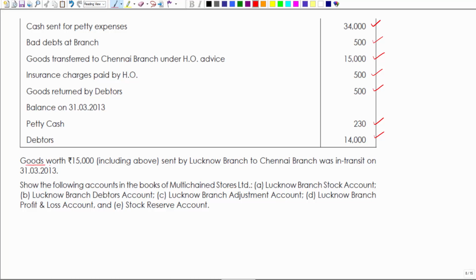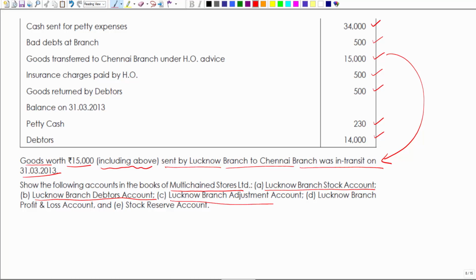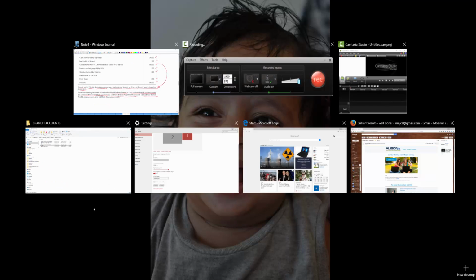Then we have goods worth rupees 15,000 including above sent by Lucknow branch to Chennai branch, which was in transit on 31st March 2013. So whatever you have here that is sent to Chennai is actually in transit. Now you have to show the following accounts in the books of Multi-Chain Stores Limited. Number 1, Lucknow branch stock account. Number 2, Lucknow branch debtors account. Number 3, Lucknow branch adjustment account. Number 4, Lucknow branch profit and loss account.